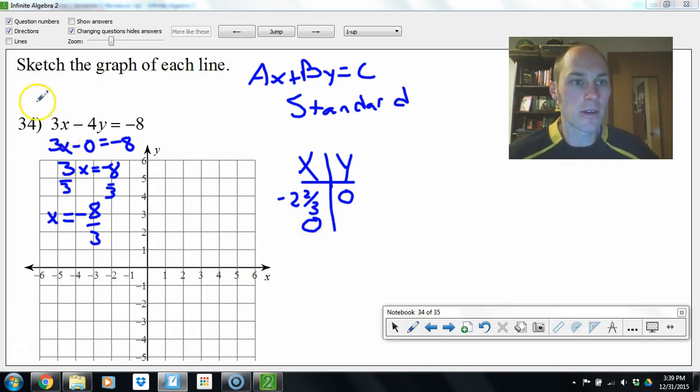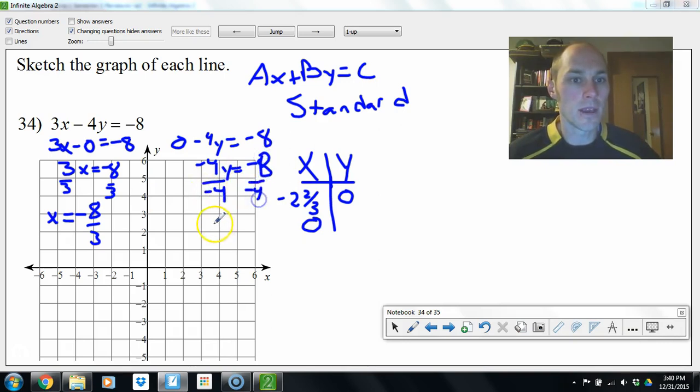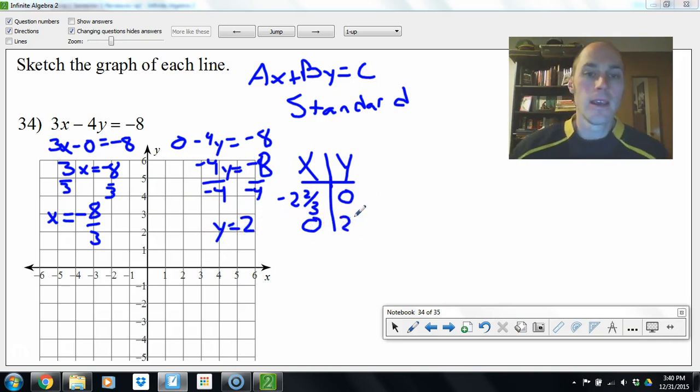We can do the same thing, put 0 in for x. So 3 times 0 is 0. Minus 4y equals negative 8. So it's really negative 4y equals negative 8. And I can divide both sides by negative 4, and we get y equal to 2. So when x is 0, y is 2. So I can graph both those points. Negative 2 2/3, 0, and 0, 2. And then I connect the dots, and that is the graph, or the line, of that equation. Okay, so that's by finding the intercepts.